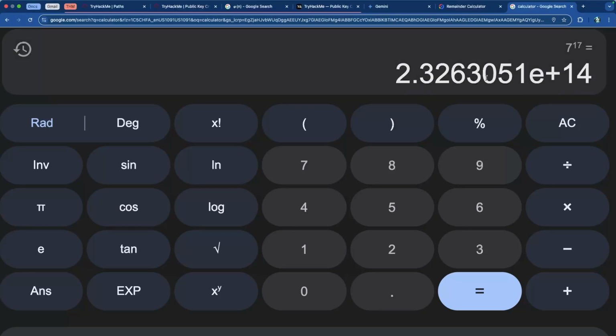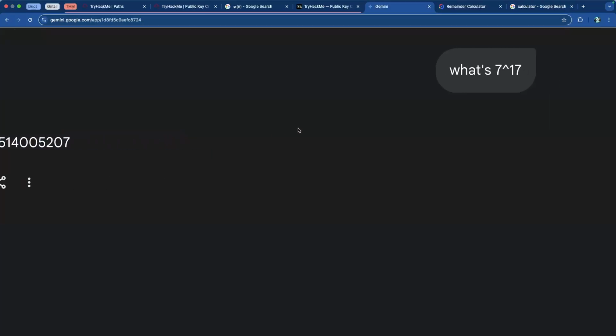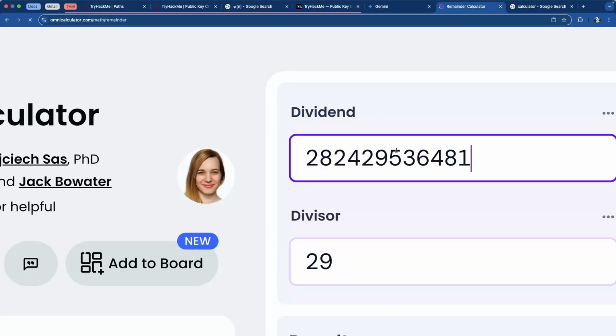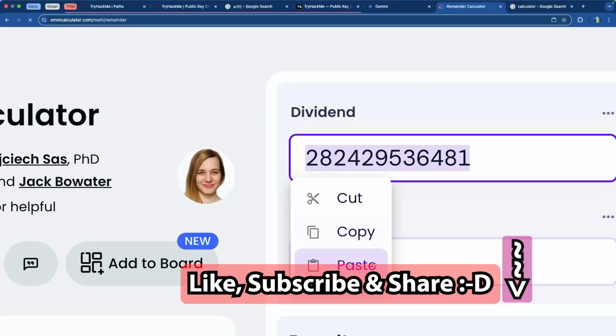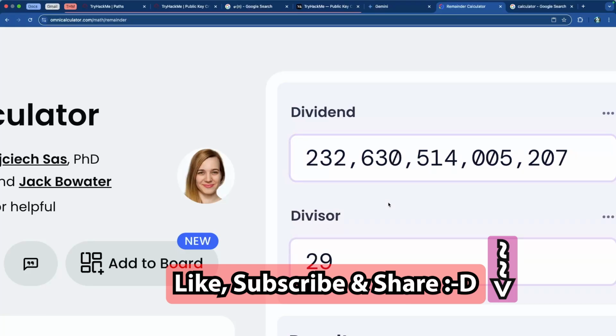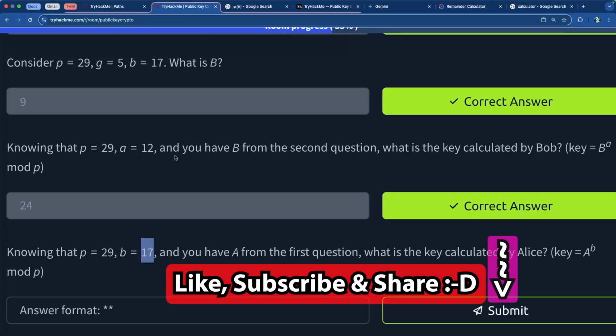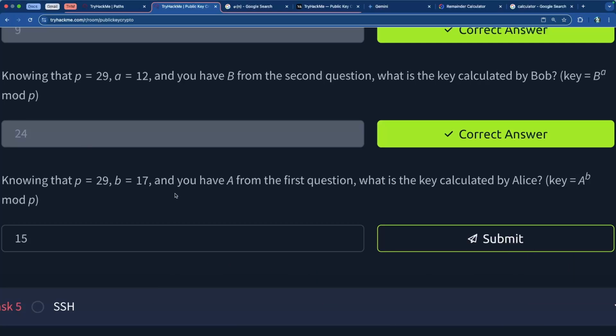So I need to try to find a better way to get this number because I need the actual number here. Okay, so I literally just asked Gemini what's 7 to the power of 17, and it gave me the number. So that's a quick way of doing it. And we're going to paste that number here, a massive number, and we have a remainder of 15. So that's the issue.